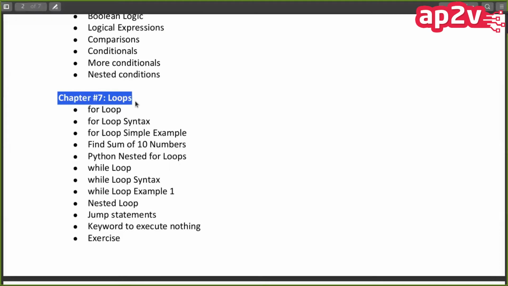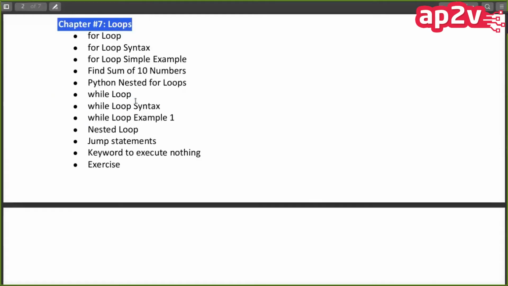For loop is used for iteration, and while loop runs until your condition is true. Once your condition is false, your loop will be terminated. So this is all about it.